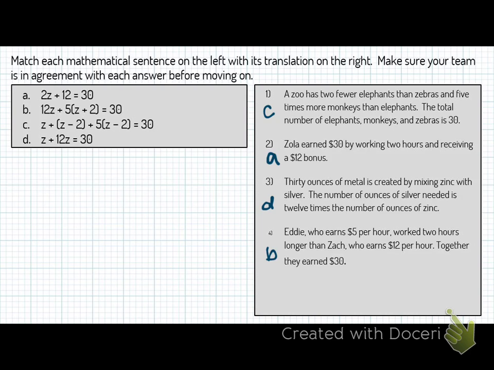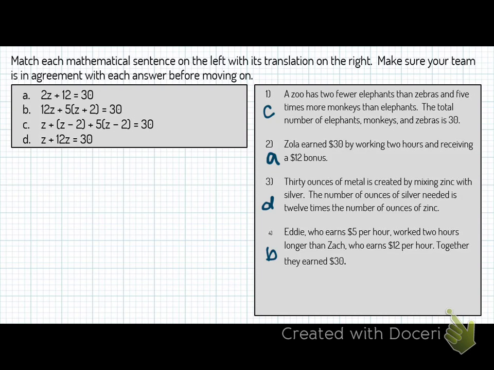Okay, so $12, right? So Eddie works, and he gets $12 per hour, right? Zach worked 2 hours longer. Zach earned $12 per hour. Eddie had to work 2 hours longer than Zach, but got $5 an hour. Y'all see? Together they earned how much? 30. Does that make sense? Yeah. Okay, good. All right, good.